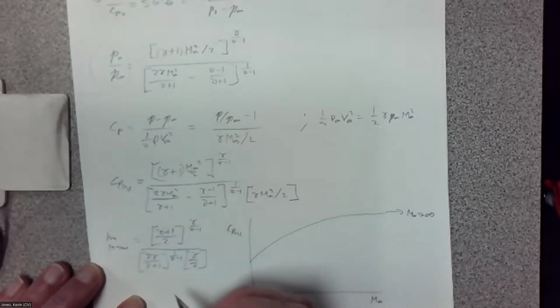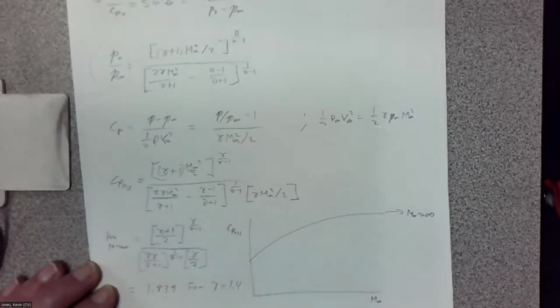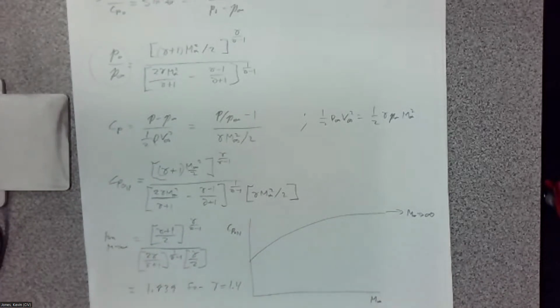All right, and that has a value for air. It's 1.834. It's only a function of gamma, right? So it's Cp naught n. It's from his notes. I'm trying to think of where the n would come from.